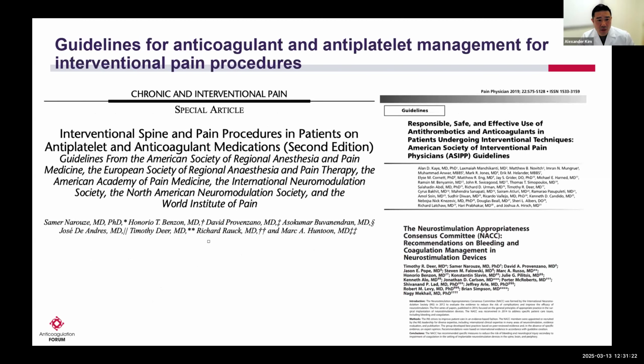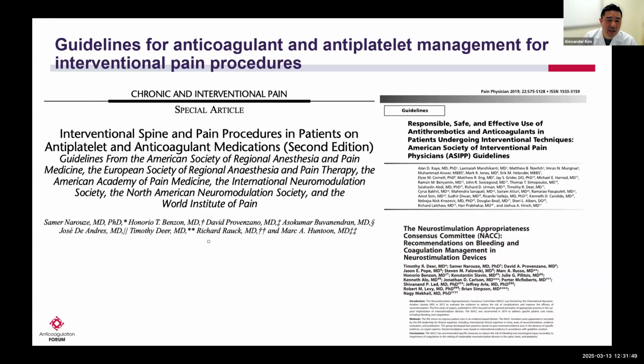So getting more specifically into the actual guidelines, there are a number of society guidelines out there, but I would say the gold standard is probably the guidelines put out by, on the left side of the slide, the American Society of Regional Anesthesia and Pain Medicine, and really endorsed by a number of international societies.